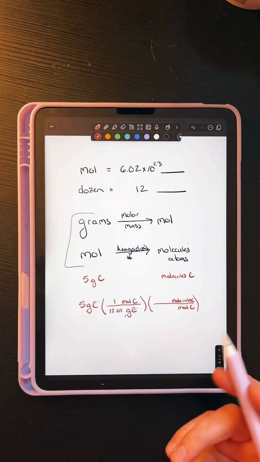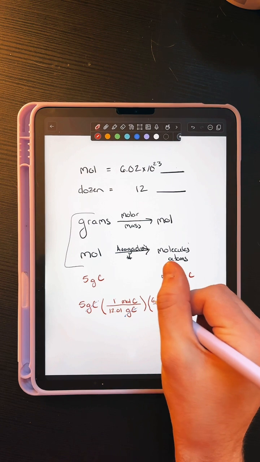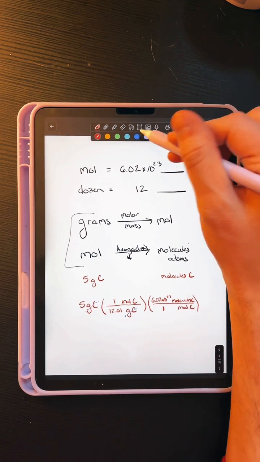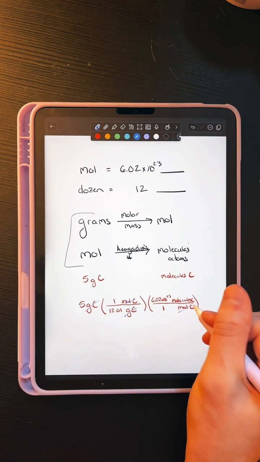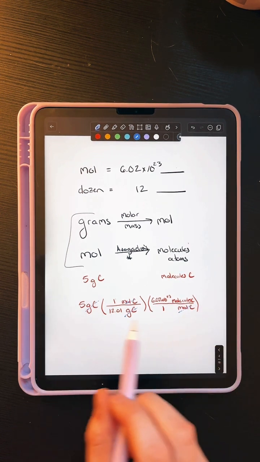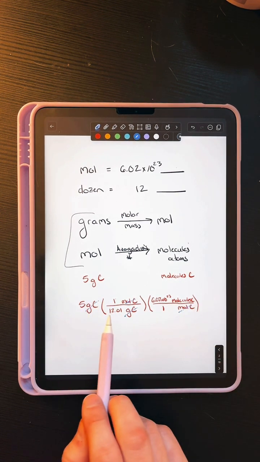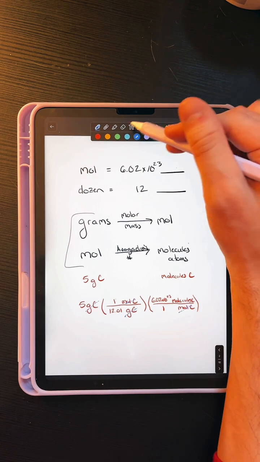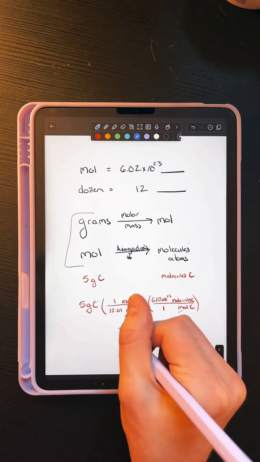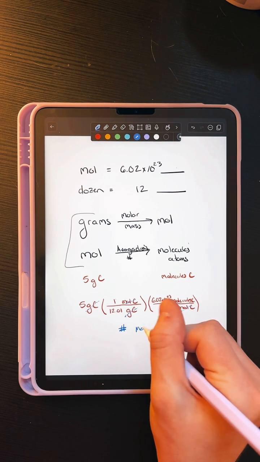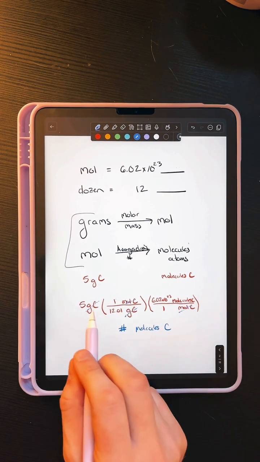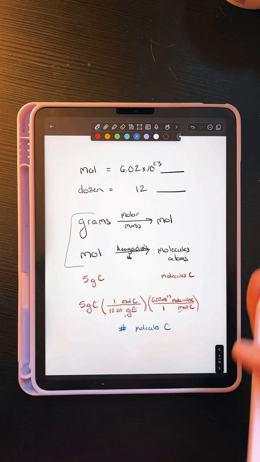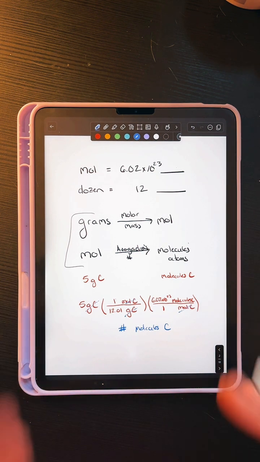We use Avogadro's number. Now, Avogadro's number is 6.02 times 10 to the 23rd molecules for every 1 mole. And again, our units will cancel out, leaving us just with molecules. So now all you have to do is multiply the top together, multiply the bottoms together, and then divide, or you can plug it right into your calculator as is. I don't have a calculator with me, but what you'll end up getting is some number of molecules of carbon. We went from grams to moles to molecules. And so I love dimensional analysis because we're able to do things like this.